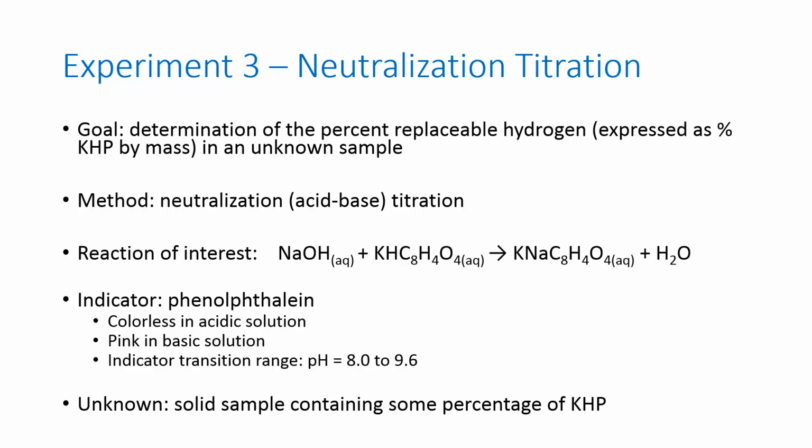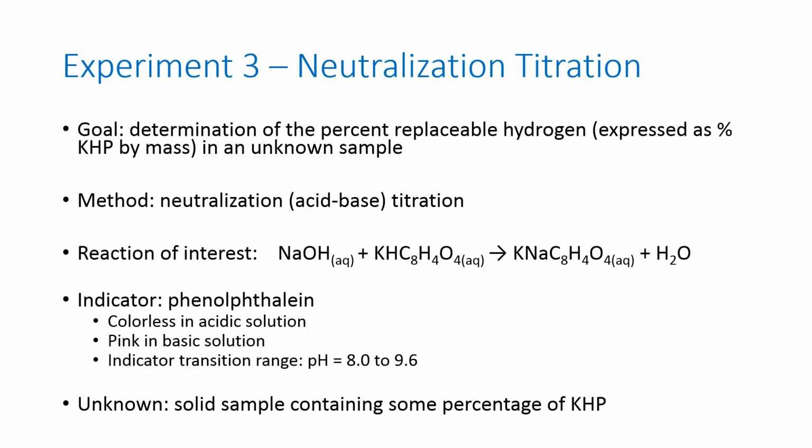The indicator that we're going to use is a molecule called phenolphthalein, which is another weak acid. It has the property that it's colorless in acidic solution, pH less than 8, but then when the pH goes above 8 and really above 9.6, you get a nice pink color. This range, 8 to 9.6, is called the indicator transition range.